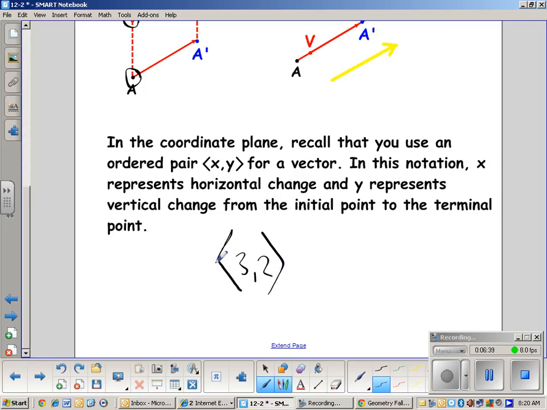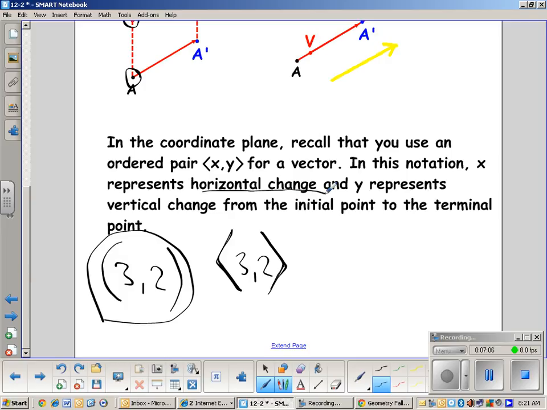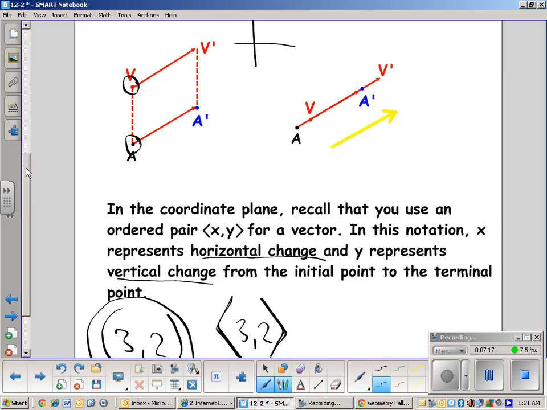So this symbolism, where we have kind of a V-shaped parenthesis as opposed to these parentheses, means all you have is the point 3, 2 on the coordinate plane. Where this means I'm moving everything 3 units right and 2 units up. So in the notation, x represents the horizontal change and y represents the vertical change from the initial point to the terminal point. Another phrase we hadn't talked about yet. This would be my initial point, and this would be my terminal point. The very tip of the arrow of the vector represents the terminal point. The tail end of the vector, just the non-arrowed end, represents the initial point.